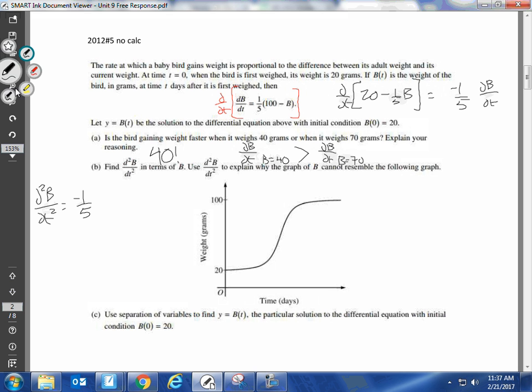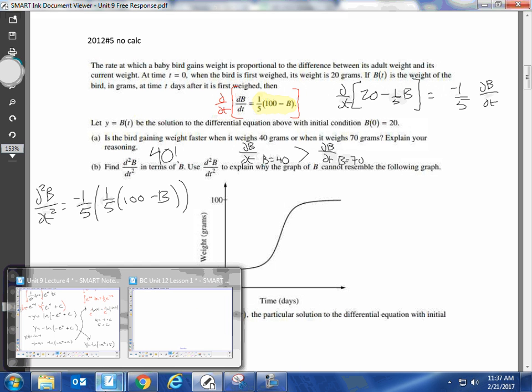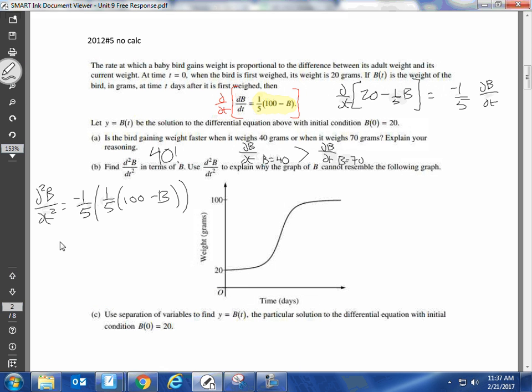I know what it's equal to. It's 1/5 (100 minus b). So I actually have the second derivative as this. And I can distribute things if I want to. But they say, find it, found it. So I don't have to simplify once I find it.